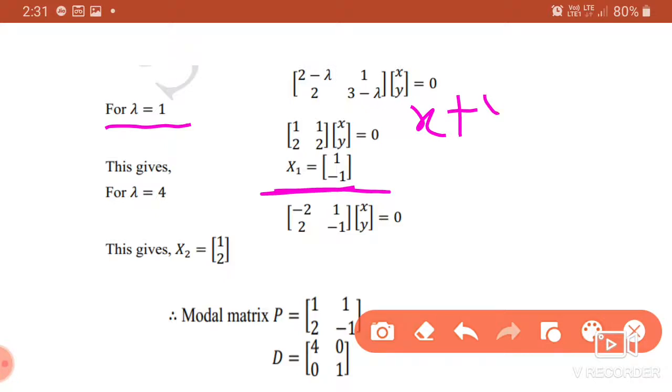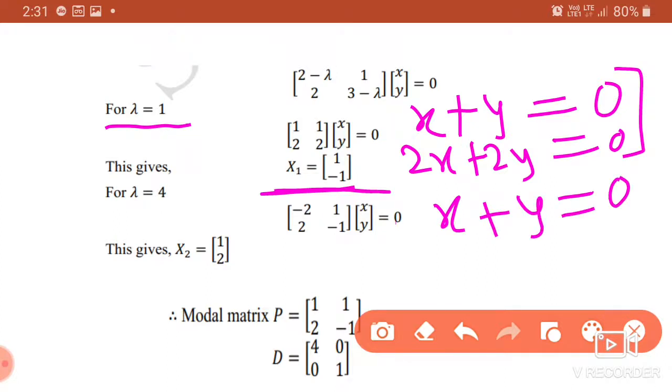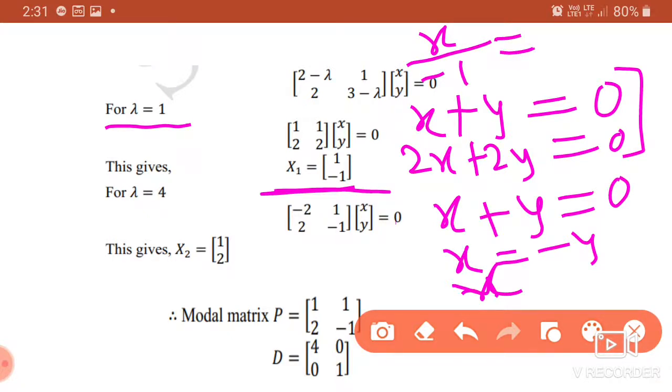From the first equation we get x plus y equal to 0, and the second equation is 2x plus 2y equal to 0. If we observe carefully, both are the same and it is nothing but x plus y equal to 0. So we can write x equal to minus y, or x divided by minus 1 is equal to y divided by 1. If you multiply by minus, you will get (1, minus 1) as the eigenvector. So this is the first eigenvector.